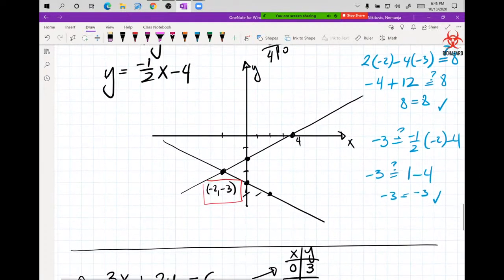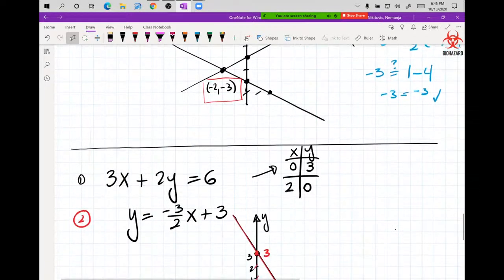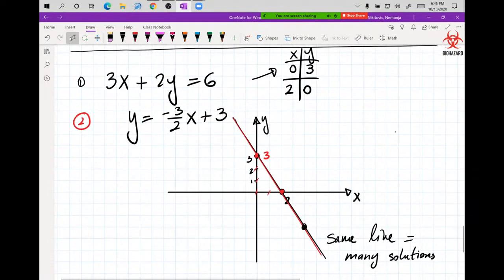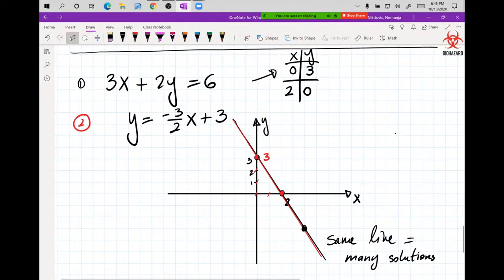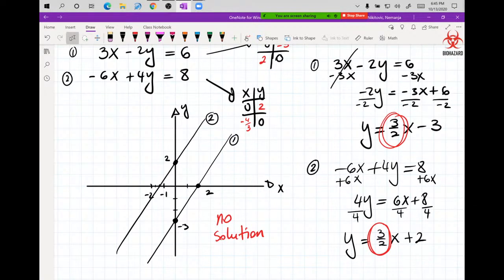So you have the situation when you have one solution, when the line intersects at one point. Situation when the lines are the same line, it graphs one over the other, in which case you have infinitely many solutions. And finally, when the lines are parallel, then there is no solution, because the lines will never intersect to create a solution. And that is it. That's the graphical approach to solve systems of equations.